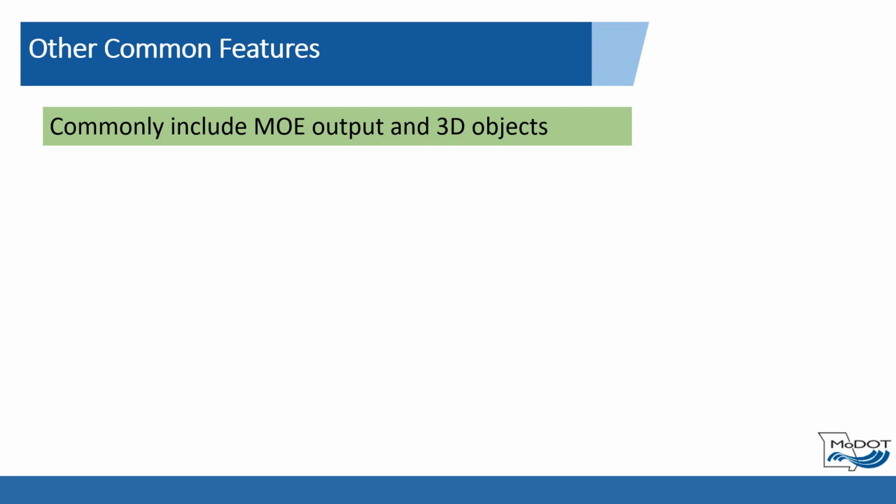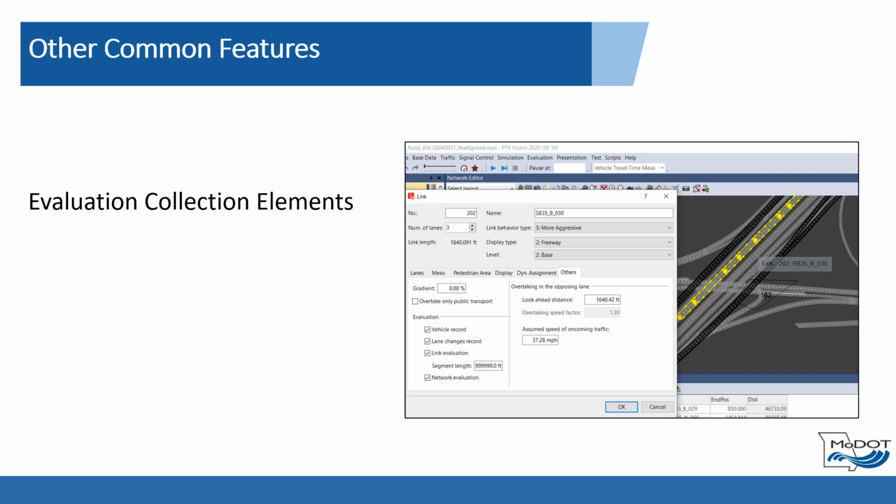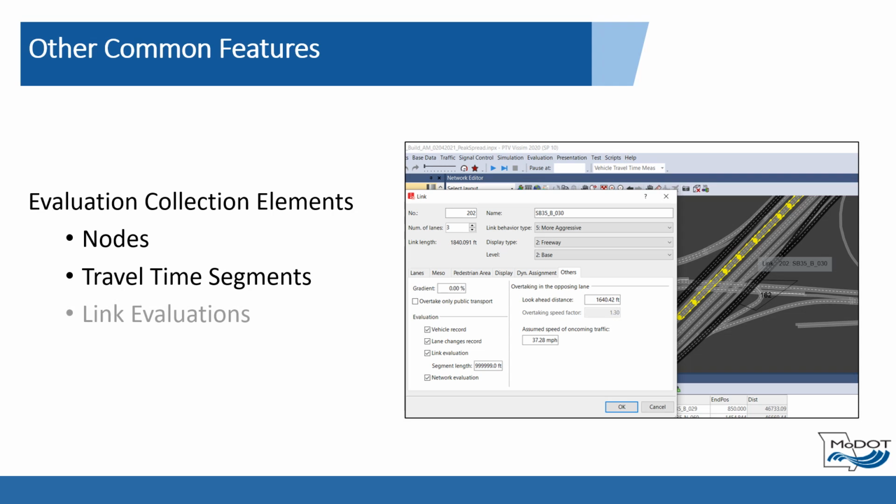Vissim models also commonly include evaluation collection elements related to measure of effectiveness, or MOE, output and 3D objects for visualization purposes. Evaluation elements include the coding of node polygons at intersections in the network, travel time segment start and endpoints, which will collect aggregate travel time and speed data for vehicles passing between two defined segments, the activation of evaluation data collection features for individual links, and ability to collect lane-by-lane data within each link, and the placement of individual data collection points or queue counters, which can be used to collect vehicle count data at a specific location or vehicle queue lengths from a defined location.